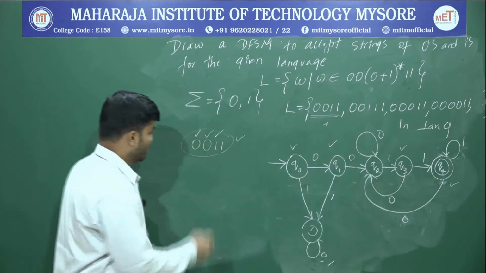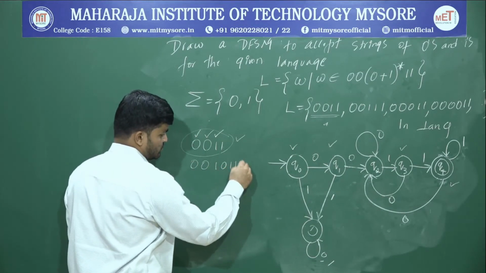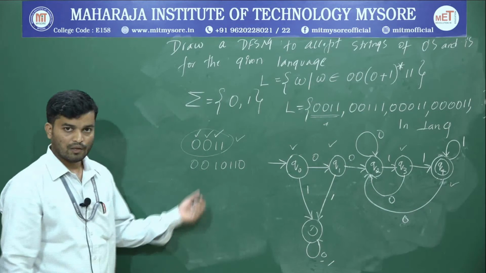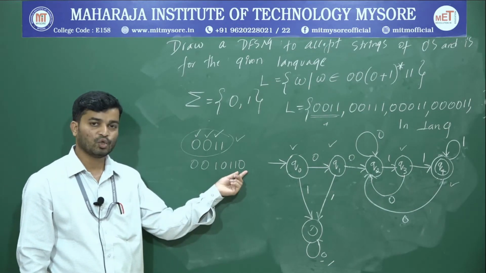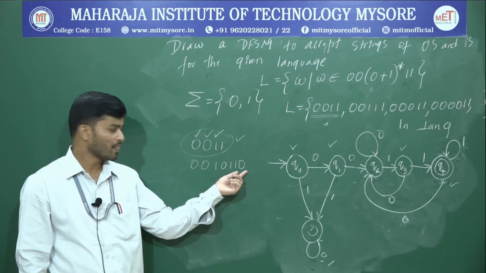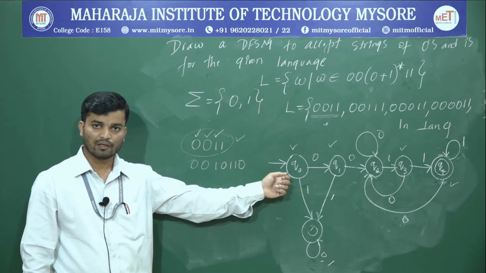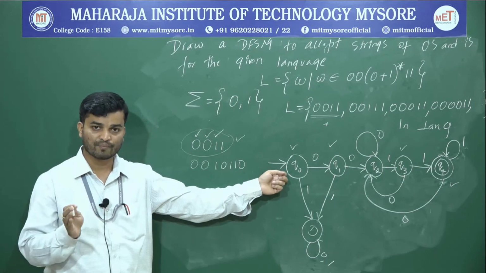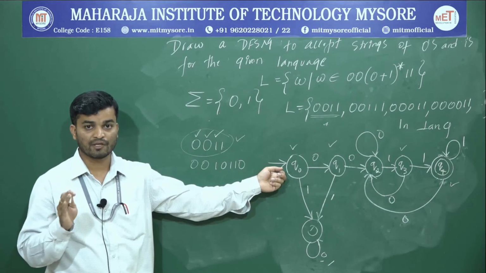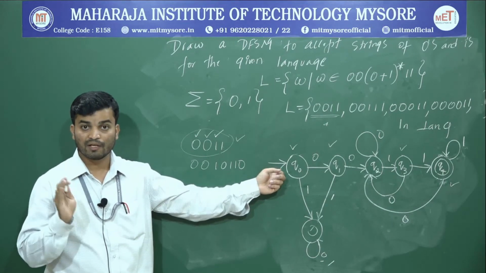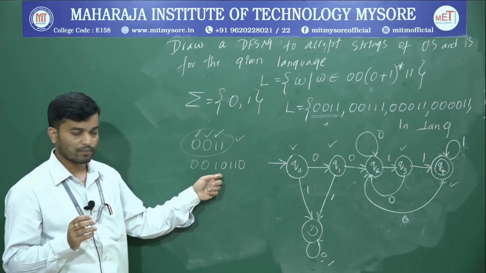Okay. So now I will go with 0 0 1 0 1 1 0. If you observe this one, this is not a valid string. Even though it starts with 0 0, it is not ending with 1 1. So it should not be accepted. If your automata is correct, it should accept all the valid strings, and it should not accept even a single invalid string. This one is an invalid string. We will check whether this will be accepted or not.